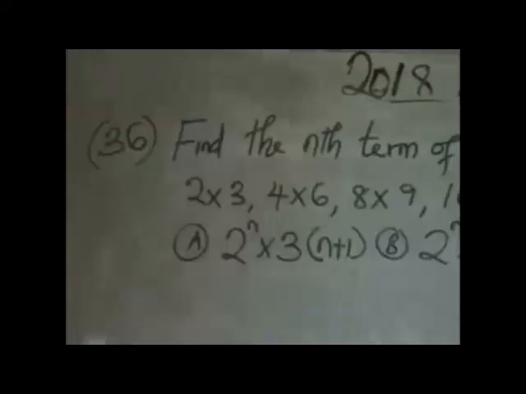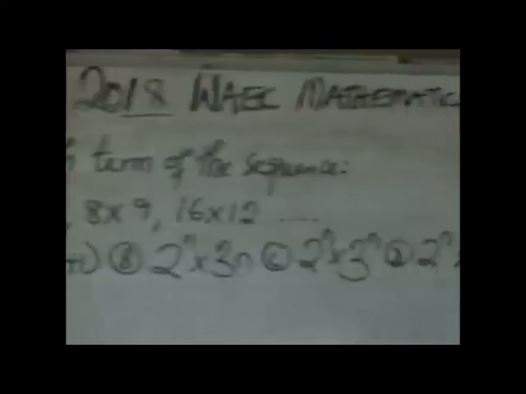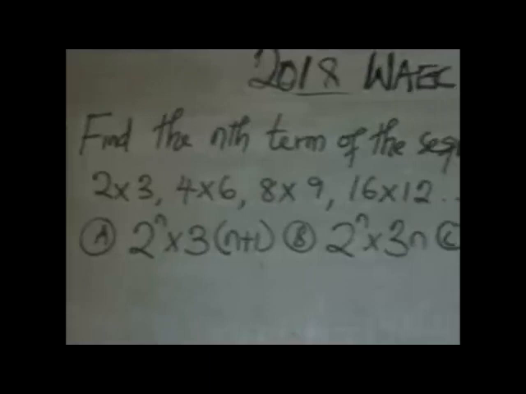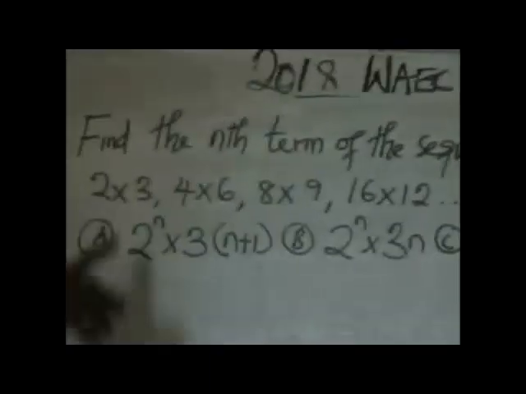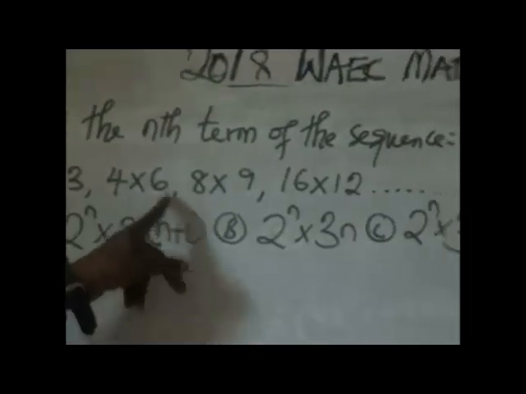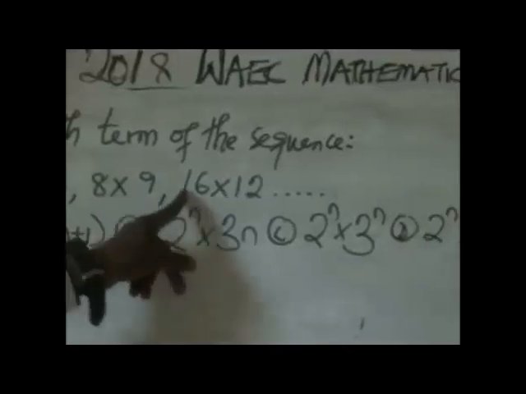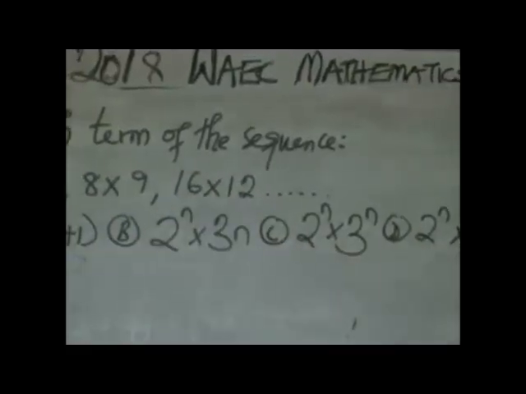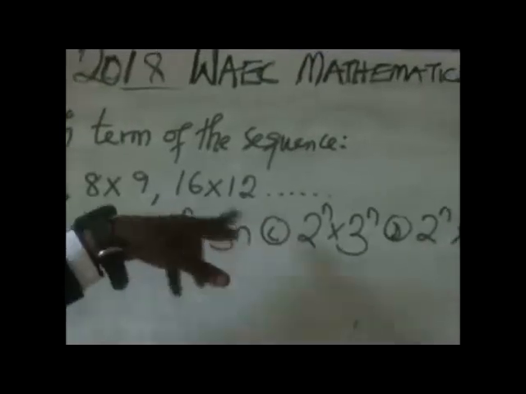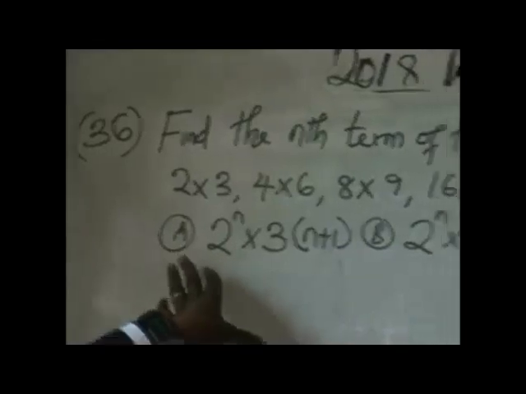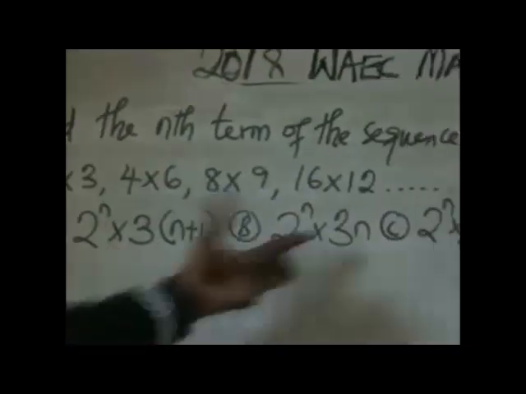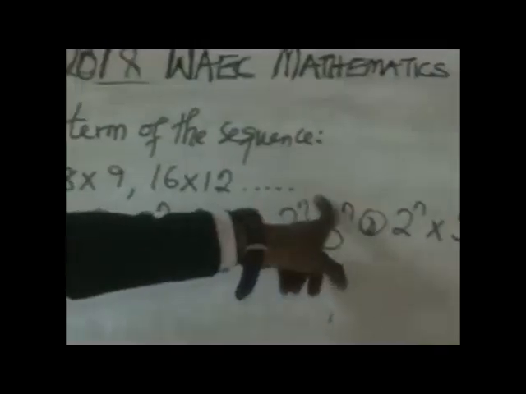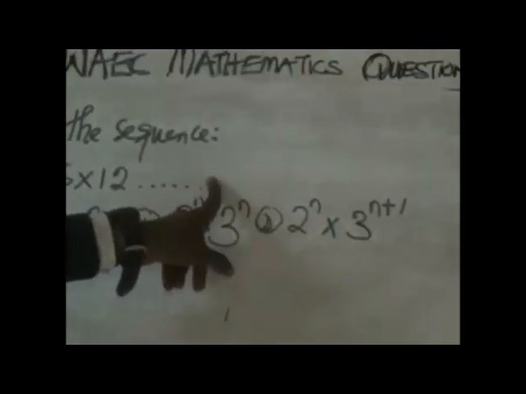Question 36 of 2018 WAEC mathematics questions states, find the nth term of the sequence 2 times 3, 4 times 6, 8 times 9, 16 times 12. Okay? So what we do, they say we should find the nth term. What pattern are we to follow to get the next element of this sequence? What pattern? Is it pattern A, B, C, or D?